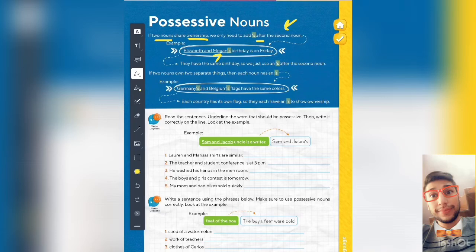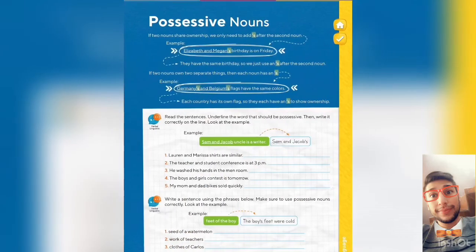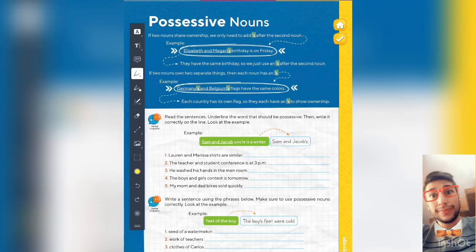Okay? Great. Let's take that away, and we can take a look at the second example. If two nouns own two separate things, then each noun has an apostrophe S. What does this mean? Oh, I'm sorry. There you go. Example: Germany's and Belgium's flags have the same colors. It means that each country has its own flag, so they each have an apostrophe S to show ownership. Okay? Perfect.